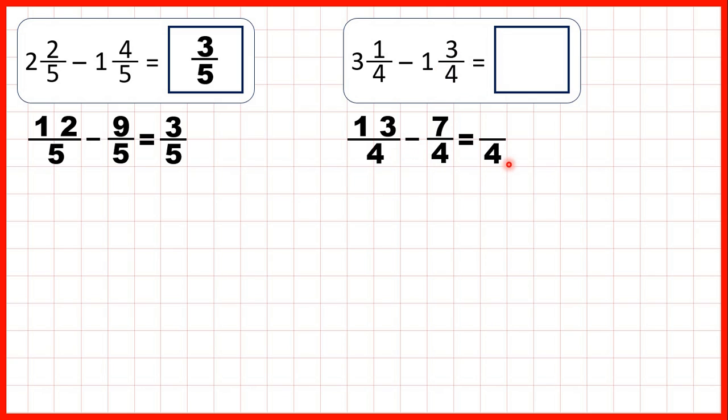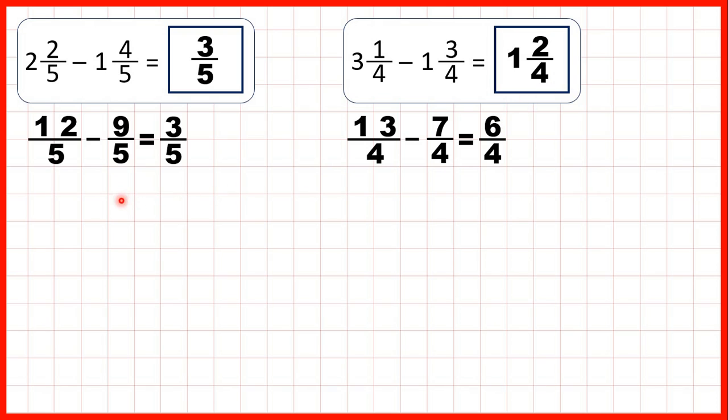Now we keep the denominator the same in our answer, and 13 minus 7 is 6. So as an improper fraction, our answer is 6/4. We can change that back into a mixed number by dividing 6 by 4, so dividing the numerator by the denominator. 6 divided by 4 is 1 remainder 2, so that's 1 and 2/4 as our answer. 1 times 4 is 4, and then we need 2 more to get to 6, so 6/4 is 1 and 2/4 as a mixed number.